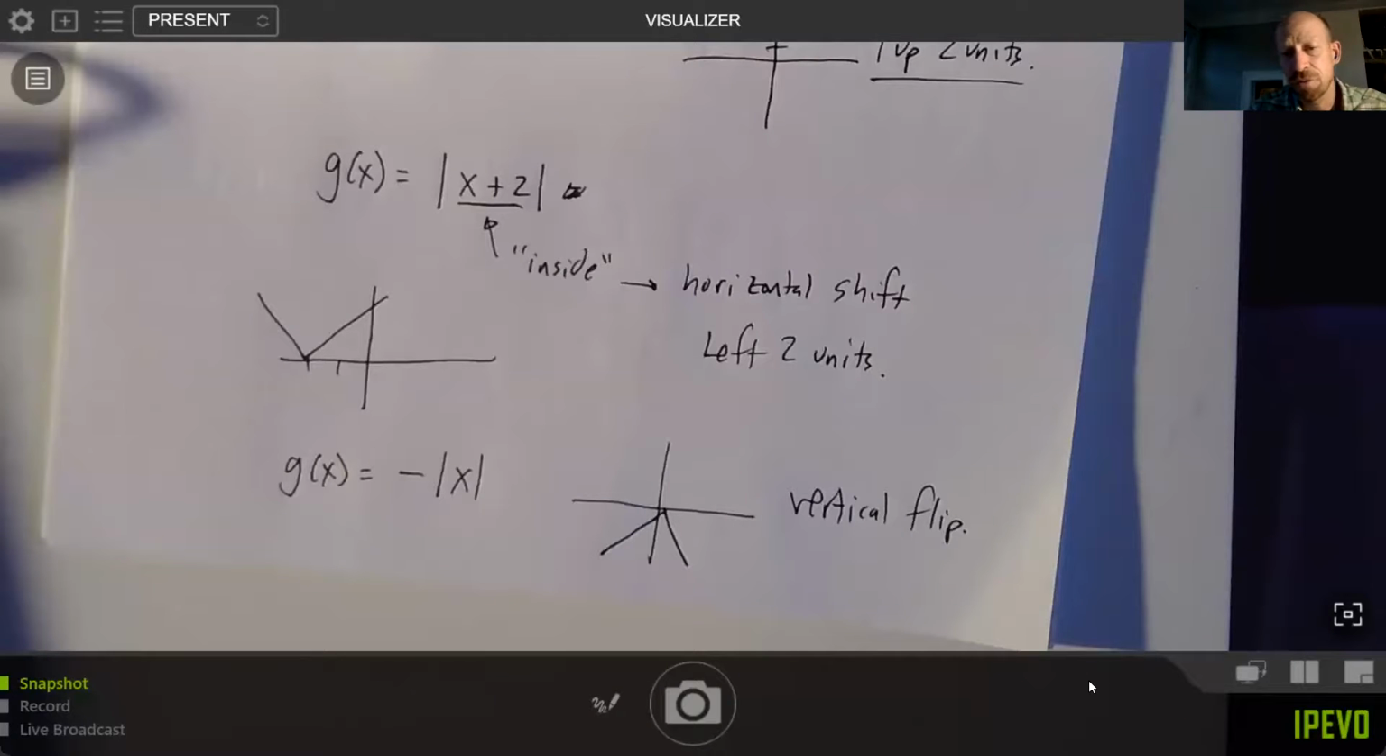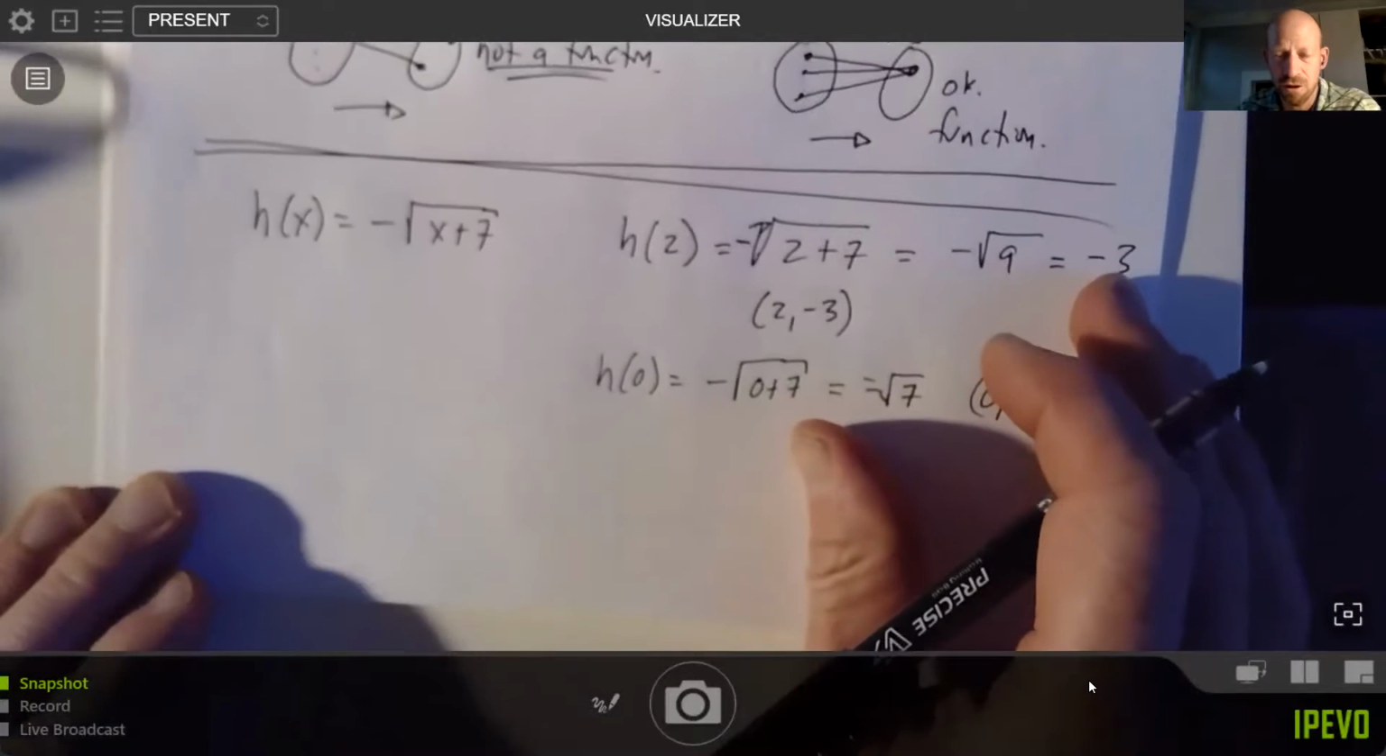I did all of these with the absolute value graph, but I could have just as easily done it with the square root graph or the x squared graph. It all works the same way: the shifting, the flipping, the moving up and down. So I want to go back to our original problem here.